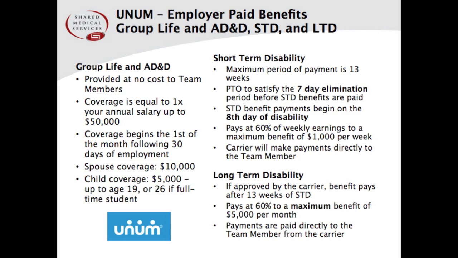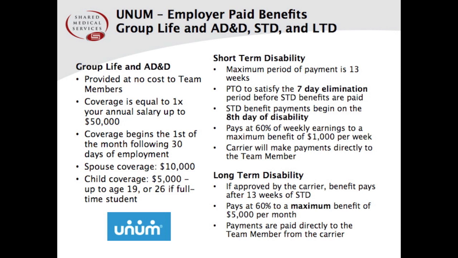All eligible full-time team members receive voluntary life and accidental death and dismemberment insurance coverage at an amount of 1 times your annual salary to a maximum of $50,000. Shared Medical Services also offers spousal coverage of $10,000 and dependent coverage of $5,000 to age 19 or 26 if a full-time student. Shared Medical Services also provides short and long-term disability insurance.